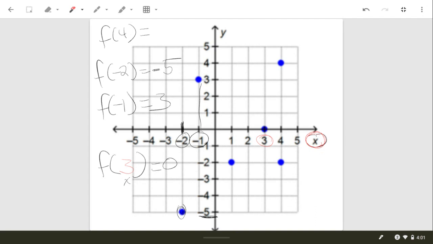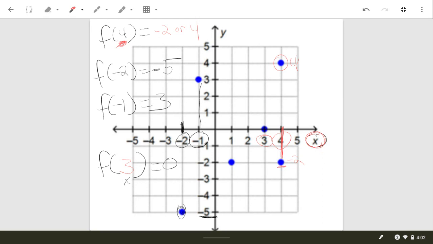Now, let me look back at this f of 4. The reason I was saving this is because there are 2 possible answers. If you plug in 4 for x, you could get -2. Or you could get +4. This one x value gives you 2 possible answers. And that is why this graph of these little plotted points does not represent a function.